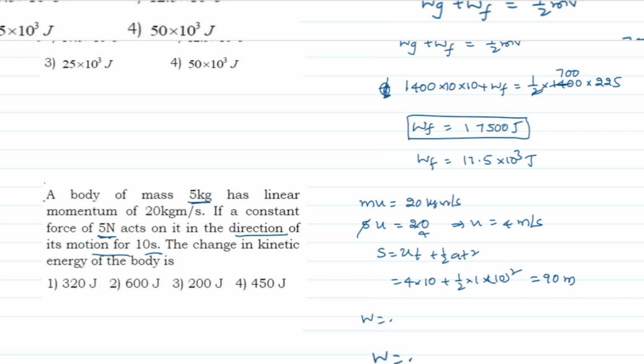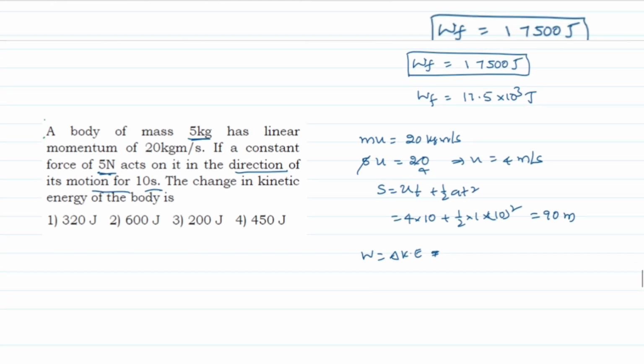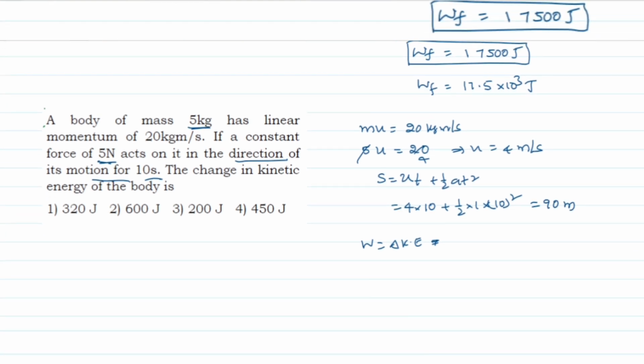Then the work done equals the change in kinetic energy. Work done is force into displacement, which will be equal to the change in kinetic energy. The force value is already given as 5 newtons. Therefore the change in kinetic energy is 5 into 90, so we will get 450 joules. So 450 joules is the correct answer.